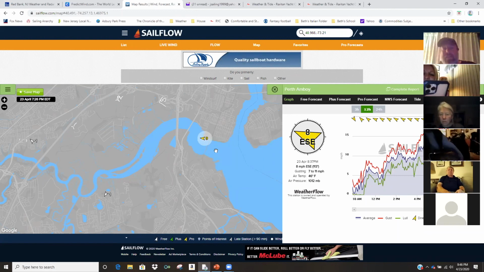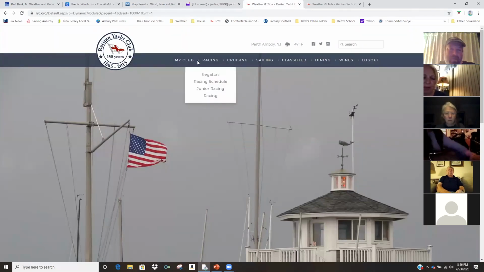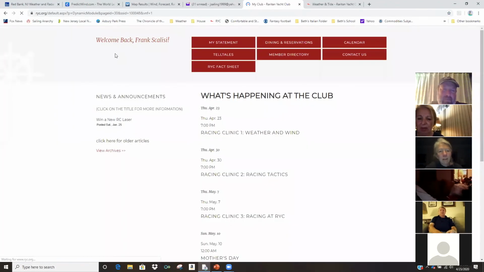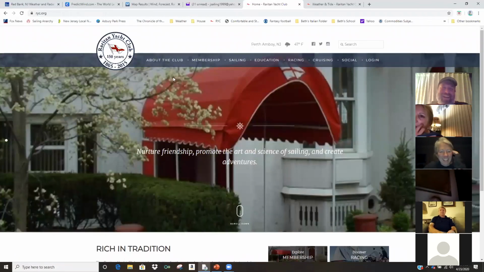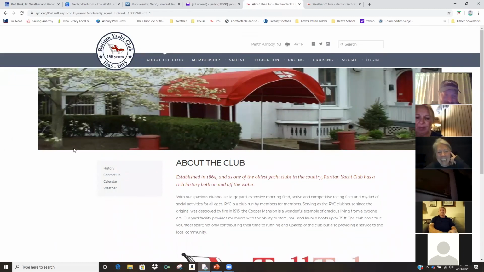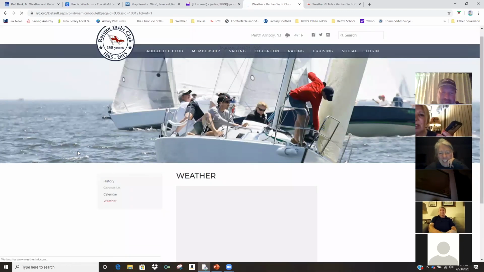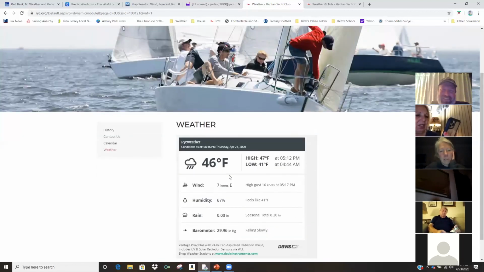So anyway, the RYC weather app is the Davis app. I think if I sign out, I've got to figure out how, the RYC website's screwing up at times. If you're not logged in and you go to About the Club and click on weather, it'll pull it up. There it is, 7 east. But if you're logged in, you can't get to it. Really? All right, I'll change that.